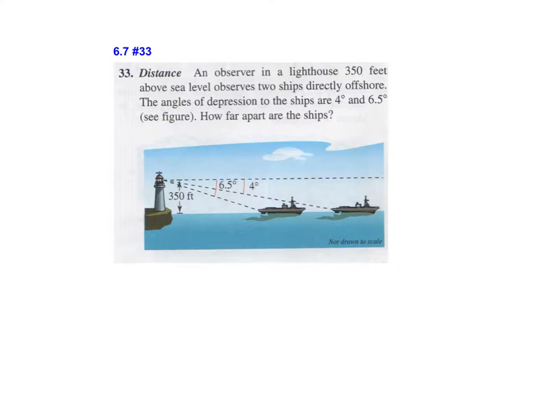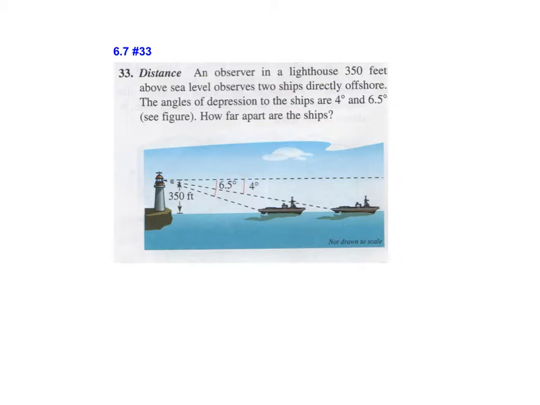This is the solution to number 33 from section 6.7. It says an observer in a lighthouse 350 feet above sea level observes two ships directly offshore. The angles of depression to the ships are 4 degrees and 6.5 degrees. How far apart are the ships? And they give us a diagram.